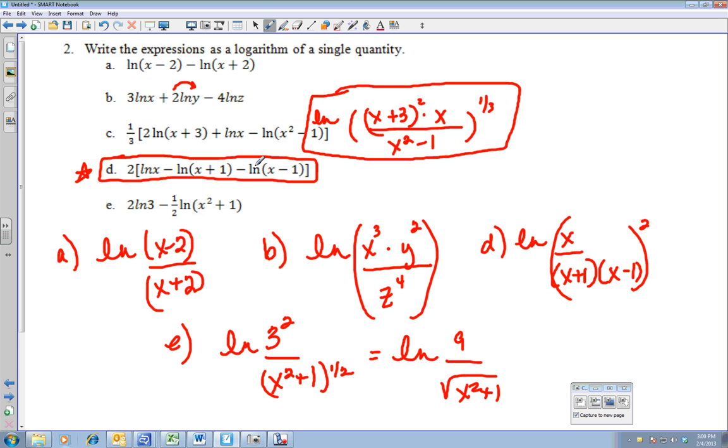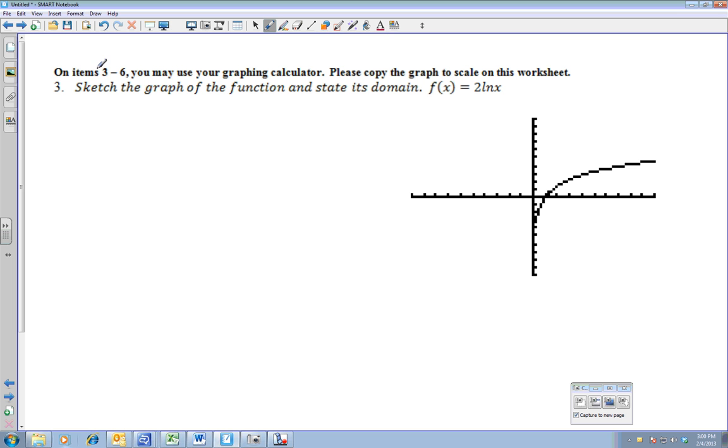All right, so let's look at number 3. Sketch the graph of the function and state its domain. So f of x equals 2 natural log of x. You're supposed to sketch this, and it says copy the graph to scale on this worksheet, so I need to know what your scale is. In your notes, you're supposed to write down the domain of just f of x equals natural log of x. If I were to just graph this, my domain, or my x values, start at 0 and go to infinity. So x is greater than or equal to 0.